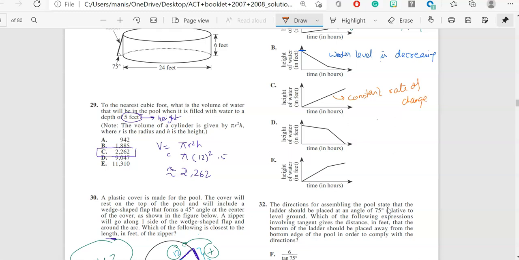Now this is not the case. One is fast, one is slow. So always keep in mind, if you look over here, the initial height was here, then it's going down to 0 height. This means the water level is decreasing. Again over here, the water level is decreasing, or the height is decreasing. This means this cannot be the correct answer. So by now we know B, C and D are not the correct answer.